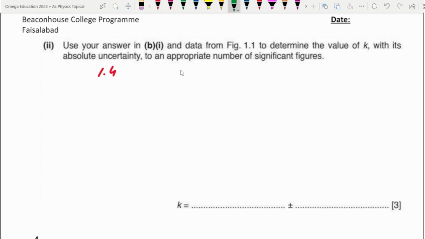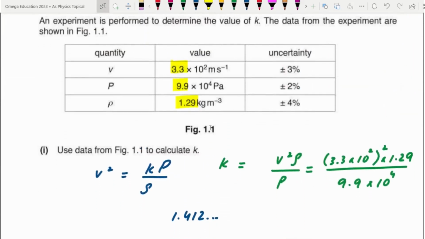So let us find the total percentage uncertainty. So what is the formula for k? If you rearrange it for k, we get this thing. So how many quantities do we have for this thing? We have v square, which means we need to find the percentage uncertainty of v, speed, and then we need to multiply it by 2 because the exponent is 2. Then we need to find the percentage uncertainty of rho, the density. Then we need to find the percentage uncertainty of pressure. Then we need to add all the percentage uncertainties.